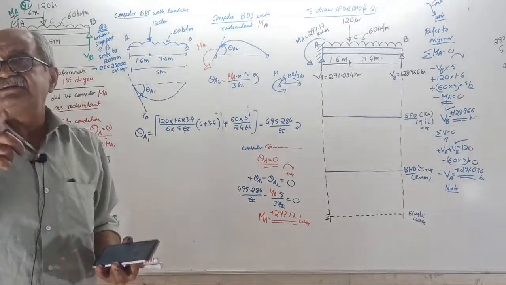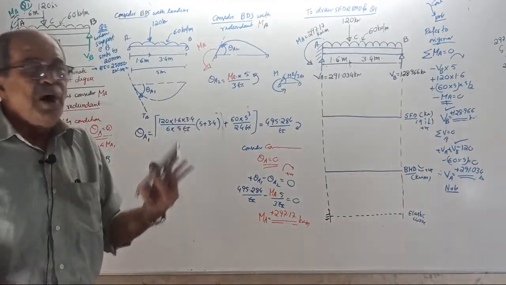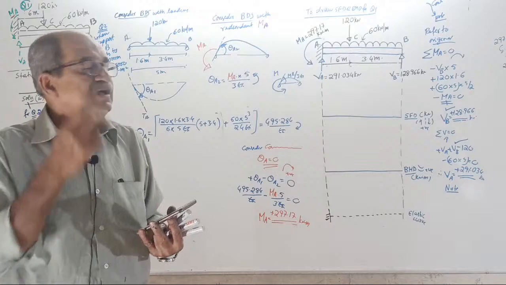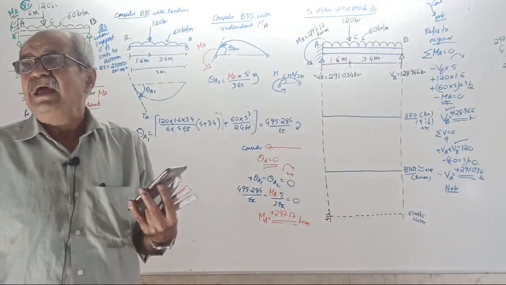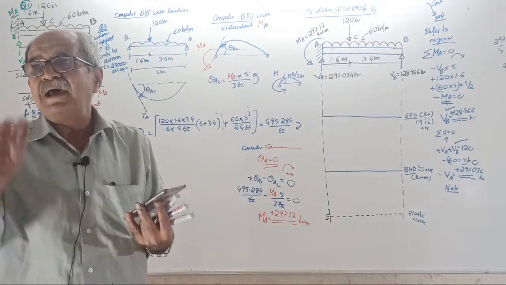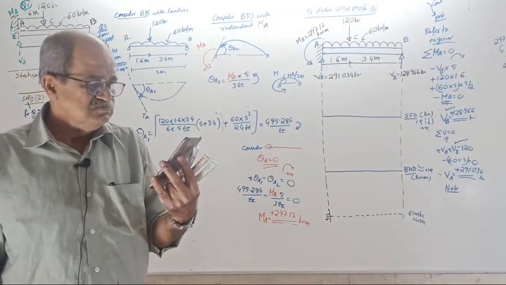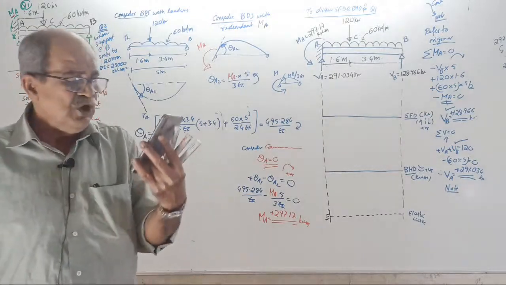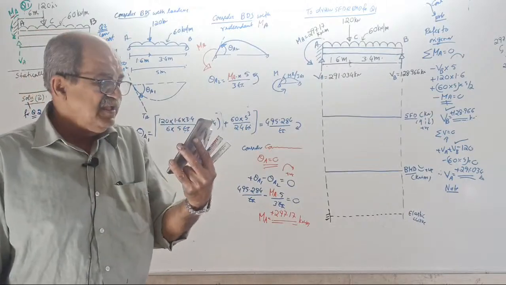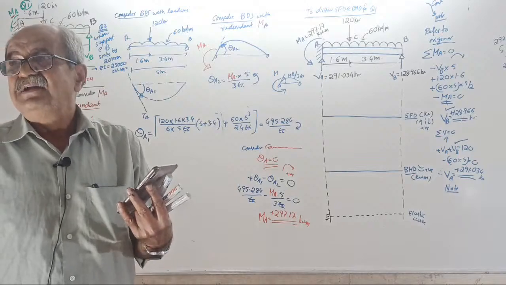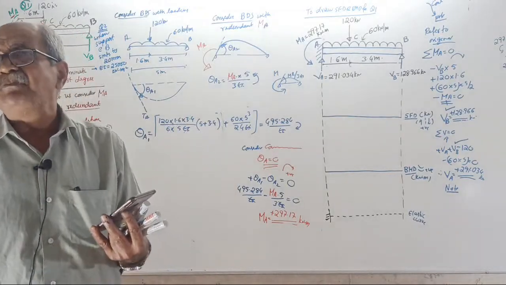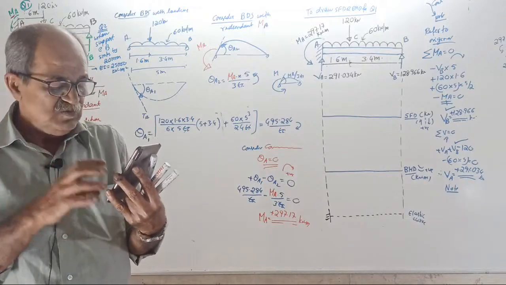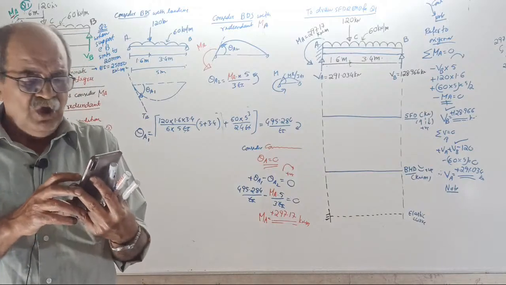Last time, disturbance at B and compatibility at B. Very delicate point. Yes or no? You should write this after the class is over. Disturbance is the sinking. Where trouble is there, only there is the correction. Disturbance is at B and compatibility at B.